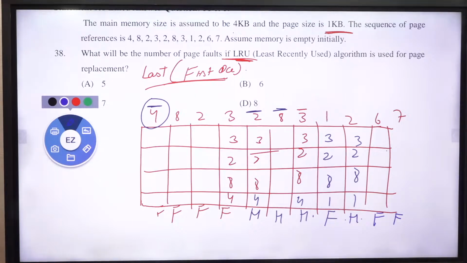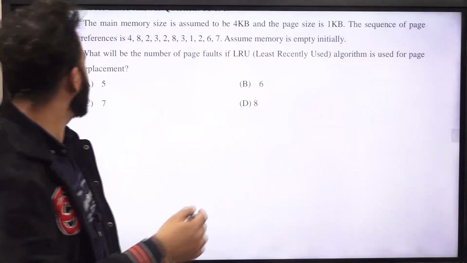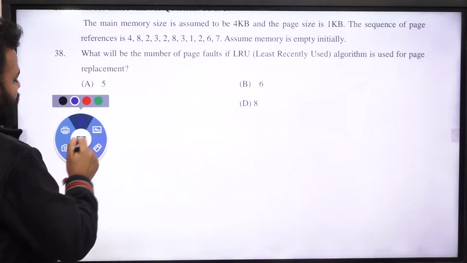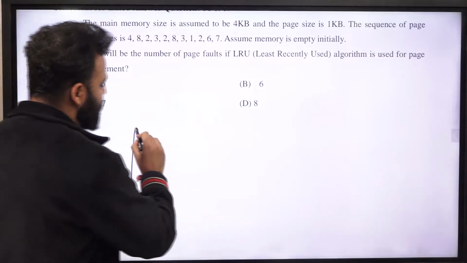Next, in the 39th question, it is saying to do the same thing and tell what the number of page faults is if you are using the optimal page replacement pattern.